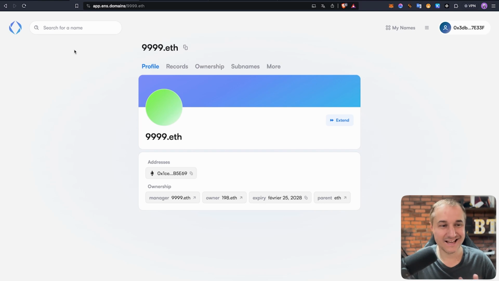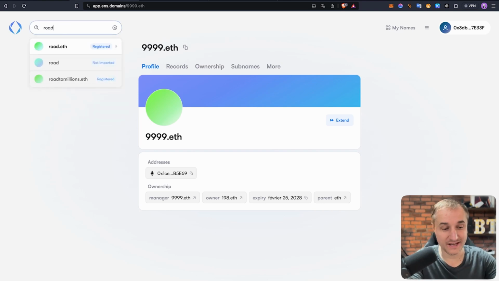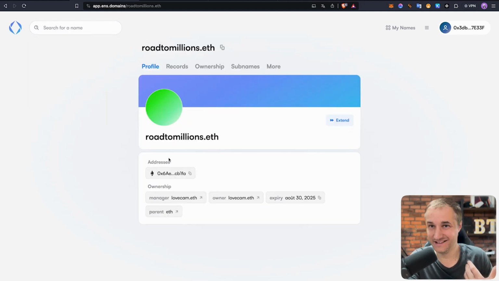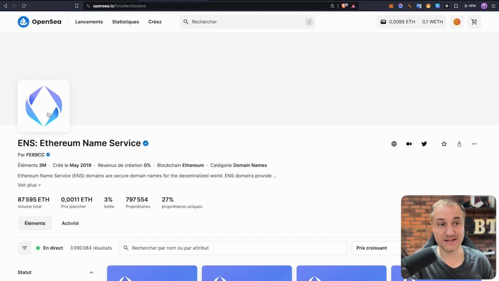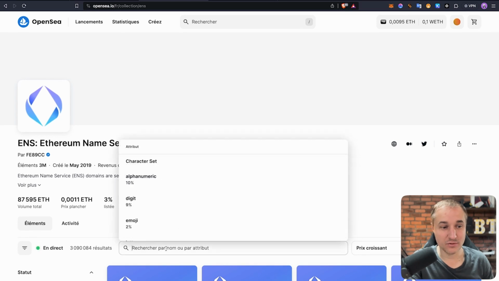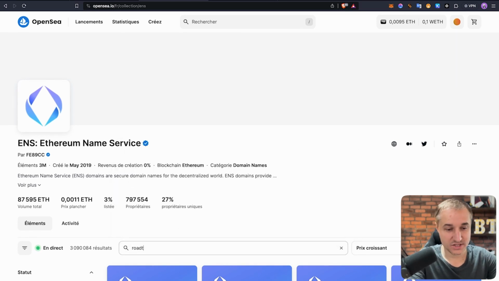Again, if you are interested in a domain name and your domain name is already taken, like what happened to me, for example for my YouTube channel, roadtomillions.eth, well, it is already registered. Someone already owns it, and if I absolutely want this domain name for my wallet, I can go here on OpenSea in the ENS Ethereum Name Service collection and do my little research. If I put, for example, Road to Millions, I will be able to find this ENS. I will also be able to ask this person to buy it back by making an offer, and that's what I'm trying to do right now.